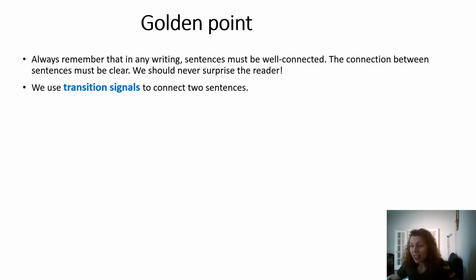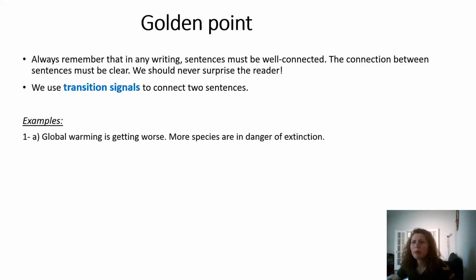Now, have a look at the examples. The first example: global warming is getting worse. More species are in danger of extinction. So in this example, we have two separate sentences. One sentence finishes, period, and the new sentence starts. So when I finish the first sentence in this example, I have no idea what the second sentence is going to be talking about. So in a way, it's surprising me because I have no preparation in mind, because the writer has not prepared me for the next sentence.